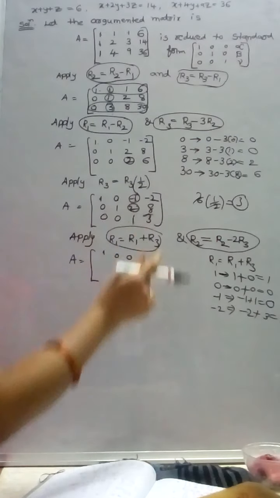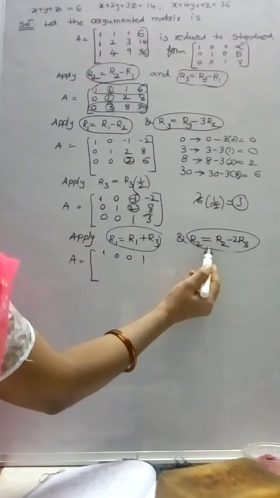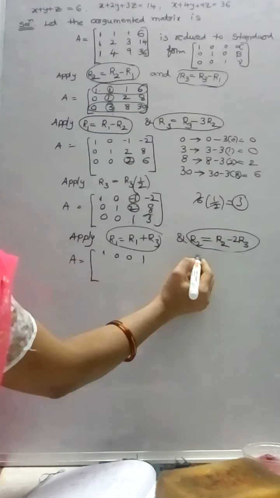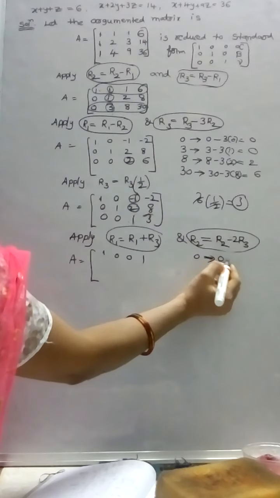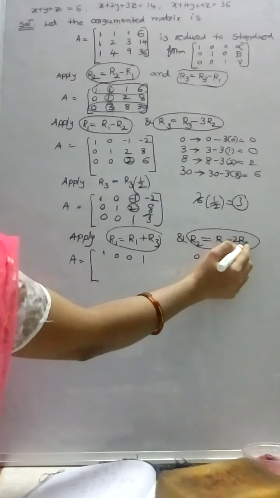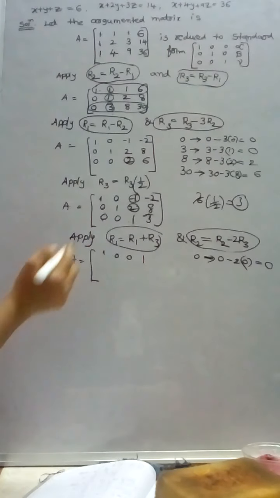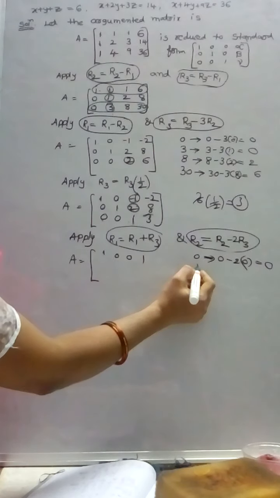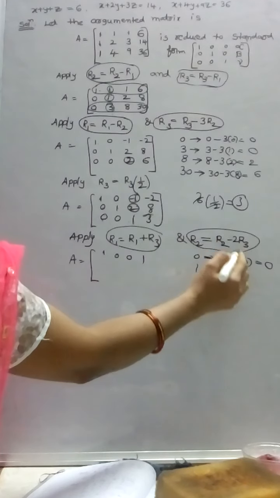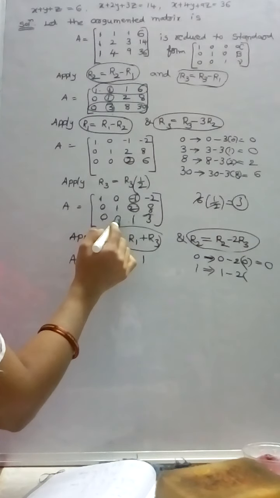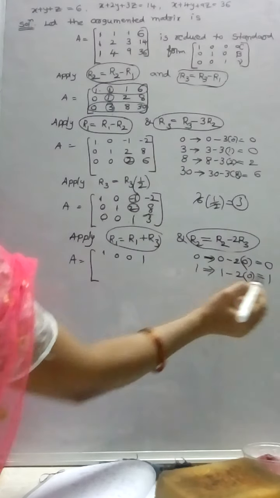Next we take the second row. This is the second row. So here the first element is 0. 0 changed by the R2 element. First element is 0. 0 minus 2 into the R3 first element 0. So we got 0. R2 second element 1. 1 changed to 1 minus 2 into the corresponding element of 1 in R3, which is 0. 1 minus 0 is equal to 1.